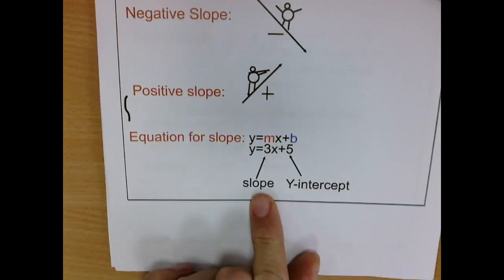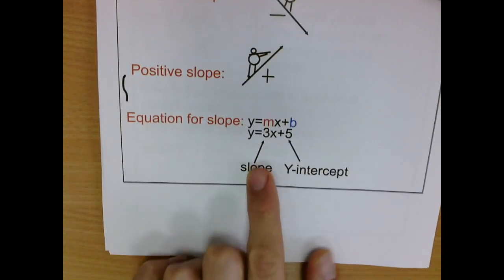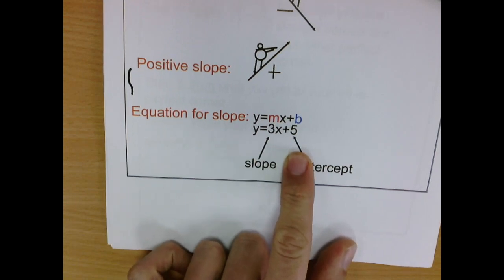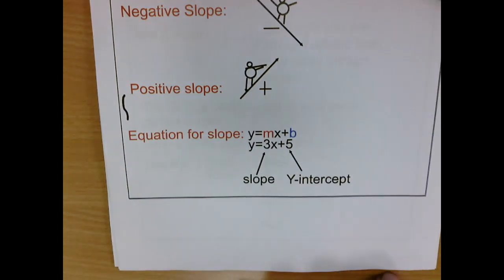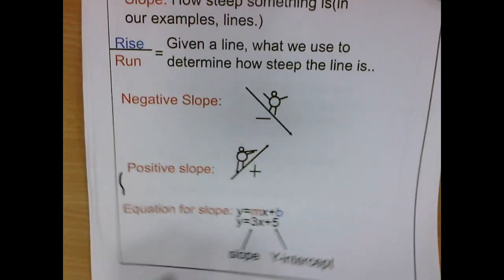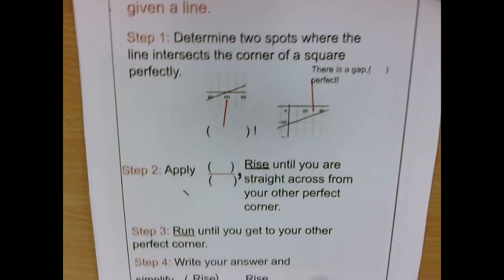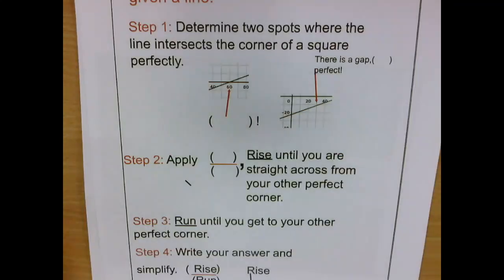Equation for slope. Just for your information, slope is the number attached to your letter, and then the y-intercept, where the line crosses the y-axis, is the b part. Again, we won't be talking about that too much. So let's go step by step on how to find the slope of a line.